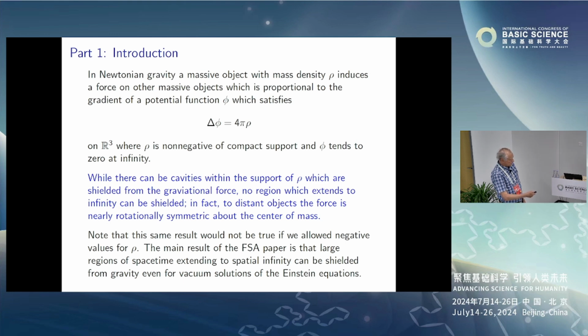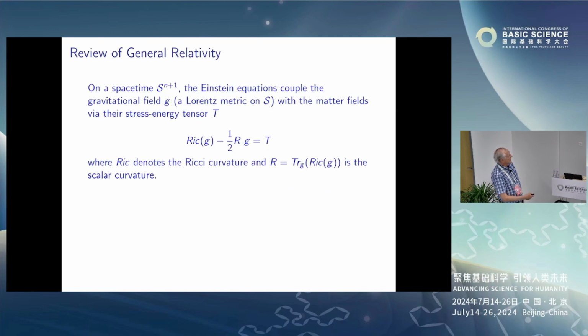And so the main result of the FSA paper is that in general relativity, even for vacuum solutions of the Einstein equations, this sort of phenomenon does not hold at all. So in fact, large regions extending to spatial infinity can be shielded from the gravitational field. Okay, so let me just quickly give a rundown of relativity.